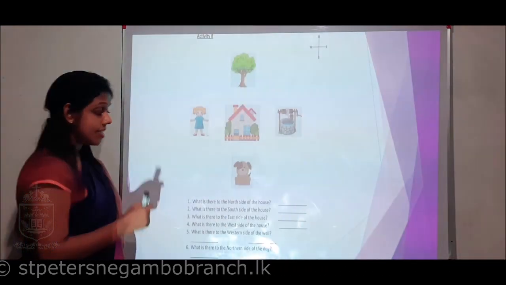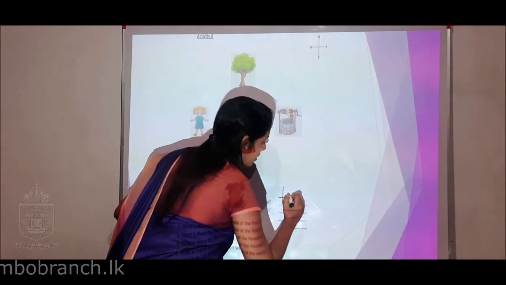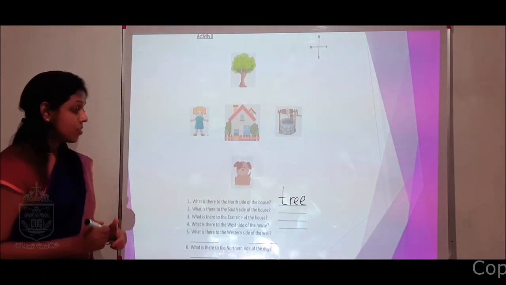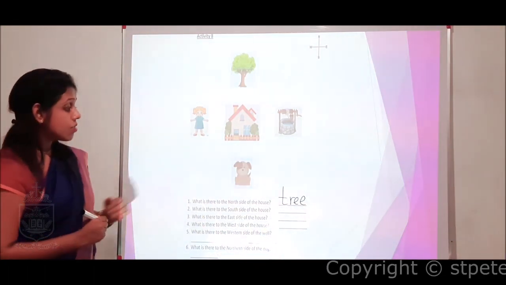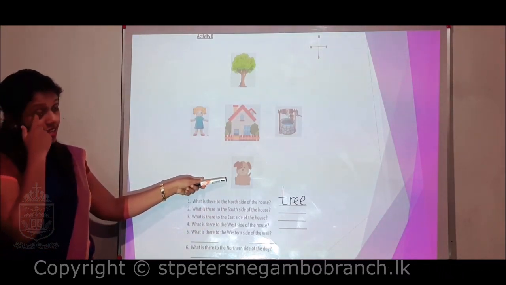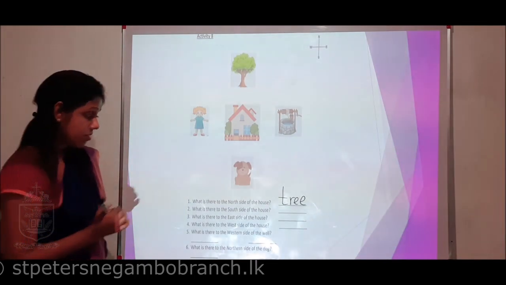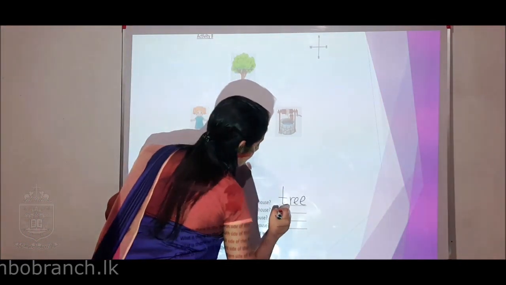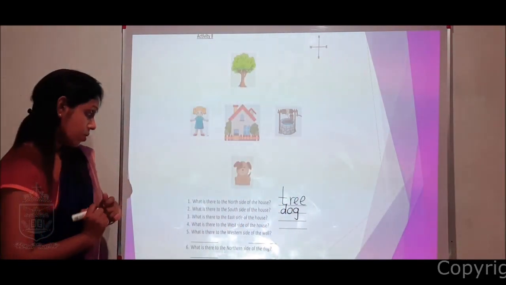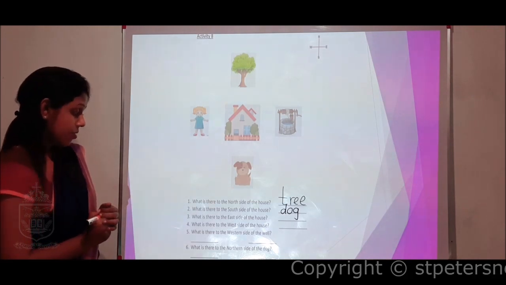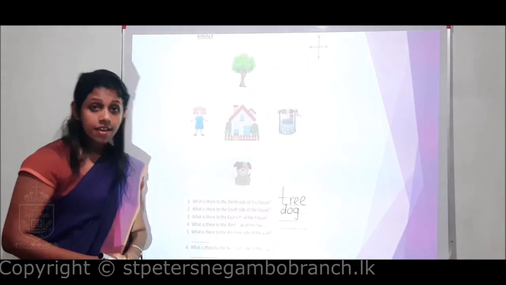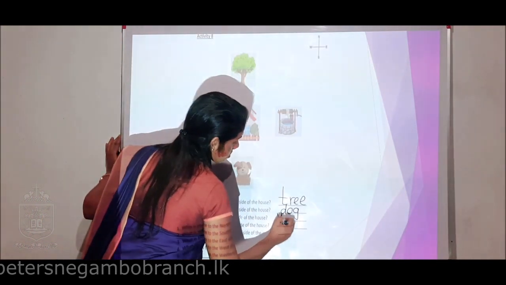Yes, the answer is tree. You can write a tree. So what is there to the south side of the house? Yes, we can see a dog in the south side of the house. What is there to the east side of the house? So this is the east side. So we can find a well in the eastern side of the house.